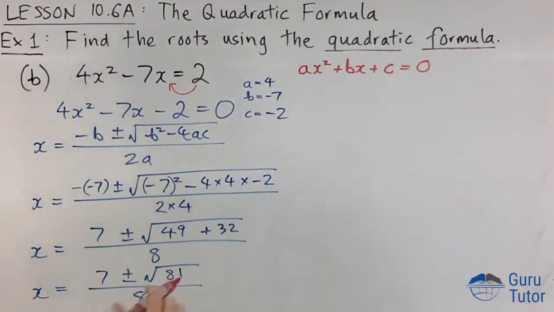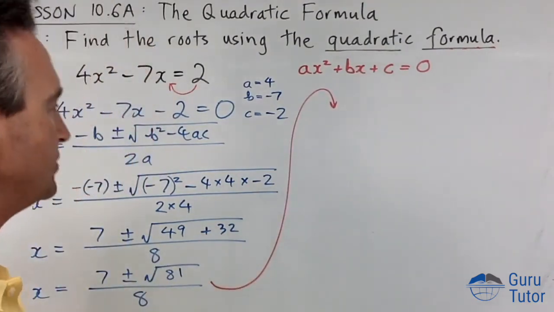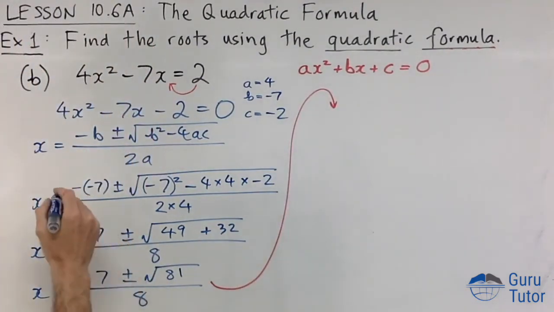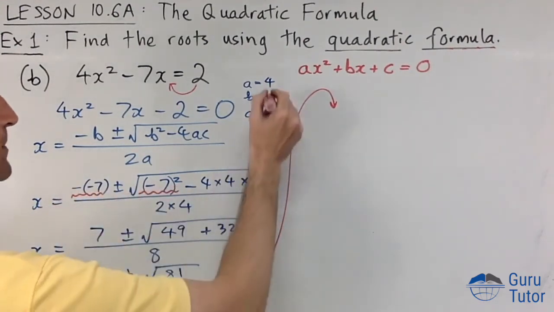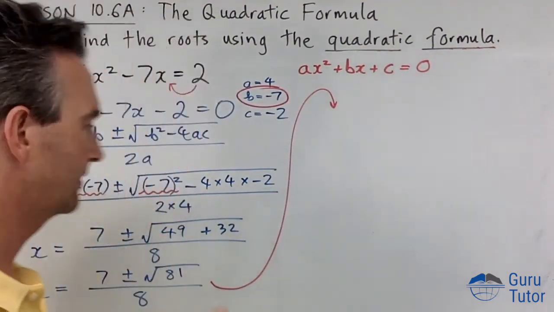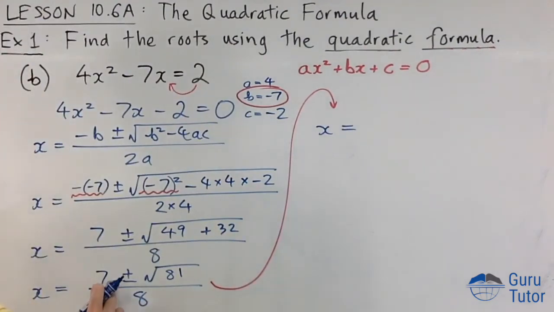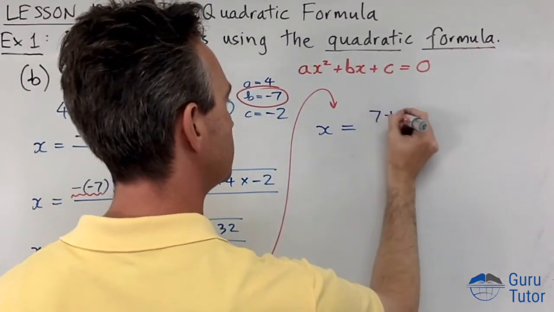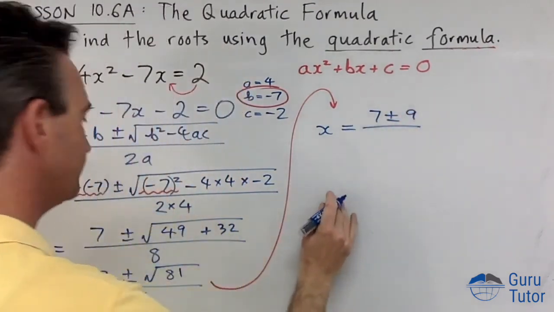Let's bring this up here and continue. Okay, so be careful when you're working. Double check each step. These are where the problems can happen, here and here. It's always with this b value when there's a negative b value. Be very careful. Here we go. X equals 7 plus or minus root 81, that is a perfect square. That is 9, all over 8.